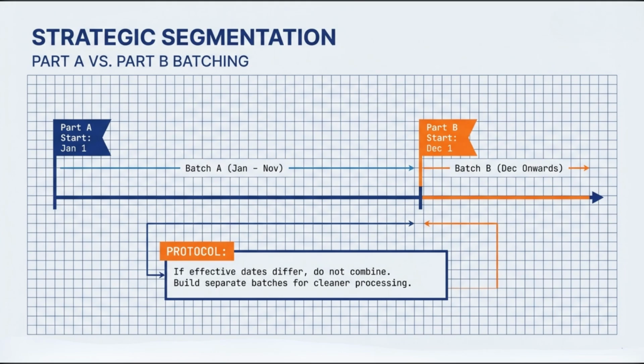Notice something crucial here? The effective dates differ. This isn't just a random split. This is about precision. Our protocol is crystal clear. If those effective dates are different, and here they are, we do not combine them. Why? Because we're building separate batches, one for Part A, one for Part B. Think about it. Cleaner processing, sharper audits, zero confusion. This is how we ensure every single claim is adjudicated against the correct eligibility window. It's smart, it's efficient, and it keeps our data pristine. You see that elegant separation? That's what we're aiming for every time.